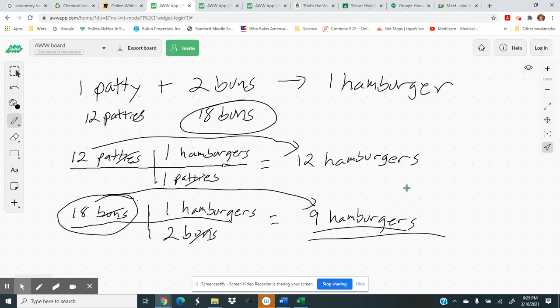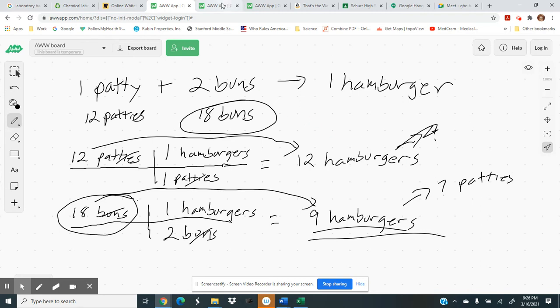From there, you can go ahead and figure out, well, how many patties do we need? From 9 hamburgers, how many patties would we need? And from there, you can figure out how many patties are left over. Okay? That's the main idea.